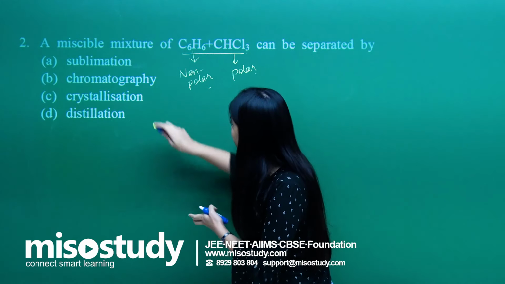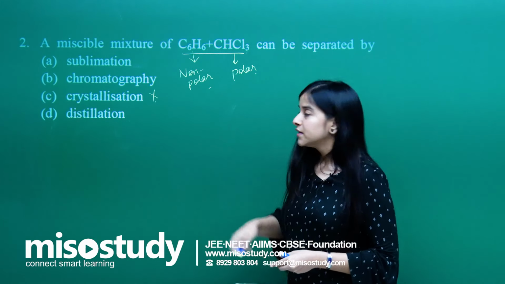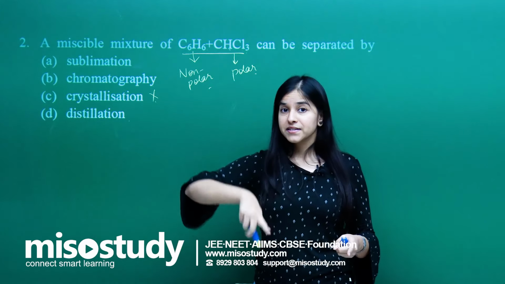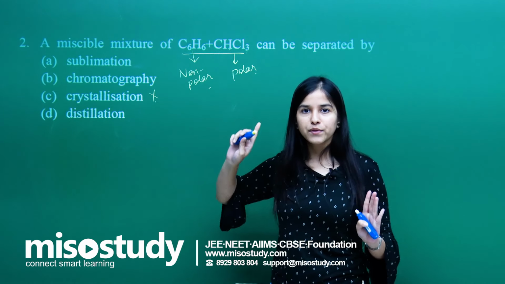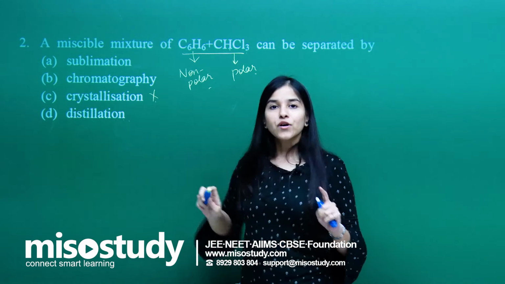So this crystallization is also not applicable, because here both of them are liquids. Benzene is a liquid and chloroform is also a liquid at room temperature. Now comes up the distillation.